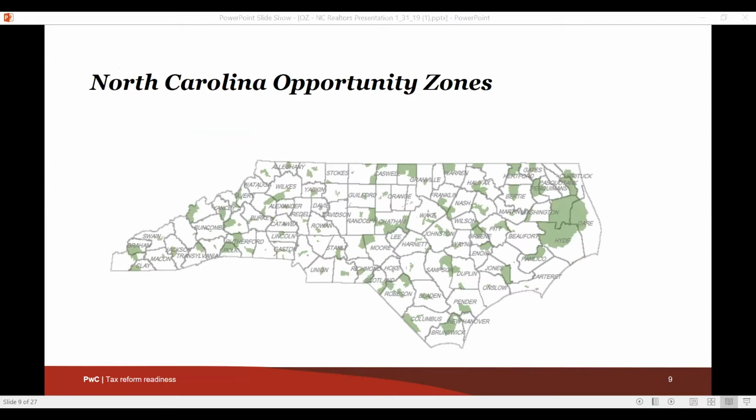So this map shows a picture, at a really high level, of the 252 zones that North Carolina has. You can see they're generally spread out throughout the state. And if you have questions about a specific area, you can reach out to me and I can help you determine if that area is actually in an opportunity zone. There are some great tools online where you can enter in an address and it will tell you if it's an opportunity zone or not.